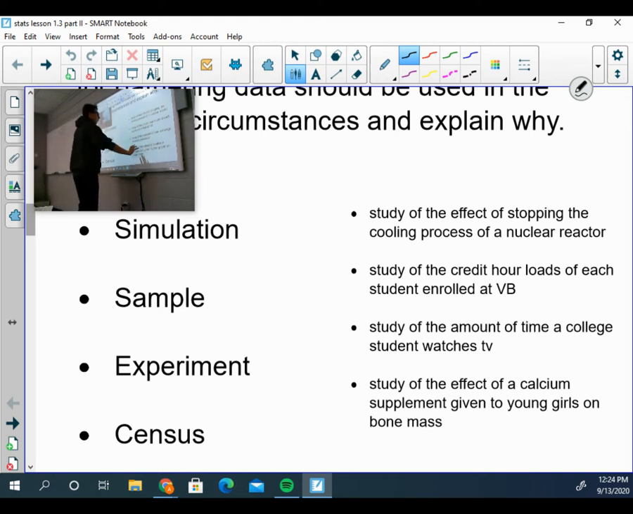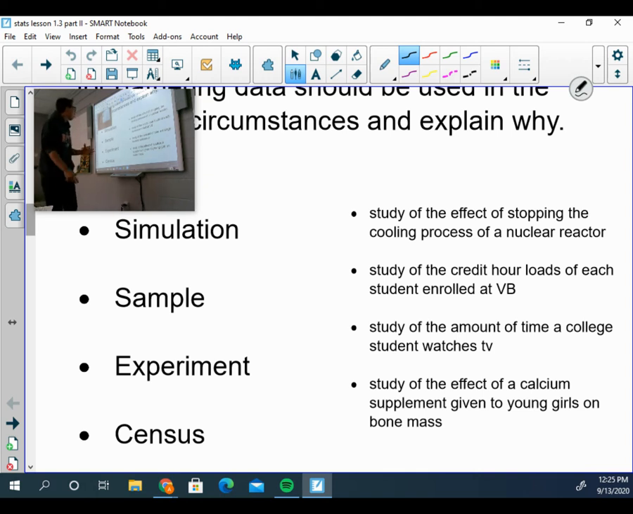On the right here, I have 4 different situations, and on the left, I have 4 different types of studies. There's simulations, which we talked about more in 1.1. There's samples, experiment, census. I want you to look at the situations, and I want you to tell me what type of statistical study you would run. This is a great way to see if you are comprehending the content, because I know I'm giving you a lot of definitions, but what I care about is can you apply this? So take a second, pause the video, match these up, and then we'll go through them together.